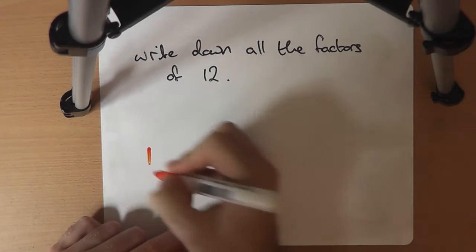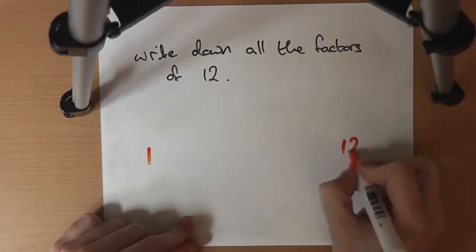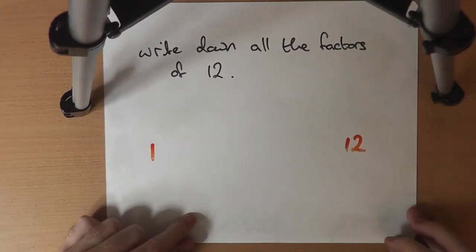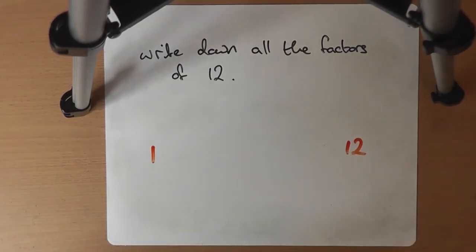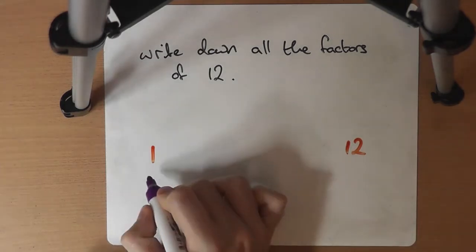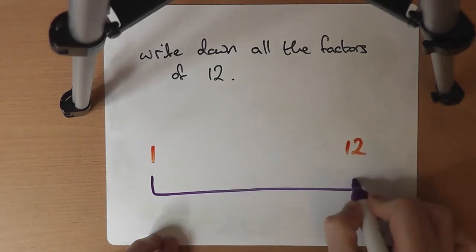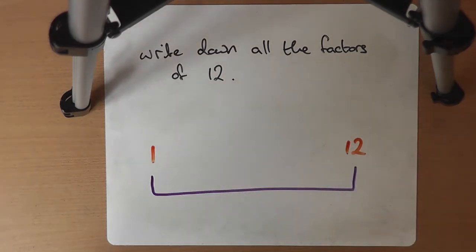So I'm going to put 1 at the start of my list and 12 at the end of the list. And this idea of 1 at the start and the number itself at the end will always work for a list of factors. The smallest factor will always be 1, the largest factor will always be the number itself because they are a pair. You might find it helpful to actually pair these up, like we did before, with some lines.